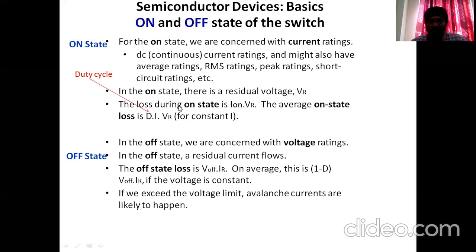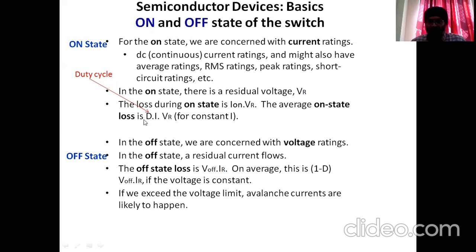So during on state, we are concerned with current ratings: DC continuous current rating, average rating, RMS, peak ratings, and short circuit rating. In on state, there is some on state voltage, also called residual voltage, VR. The loss during on state, as we saw in earlier slides, is the on-state current multiplied by the residual voltage, which means the on state voltage. If we multiply these two, we get the on state loss.